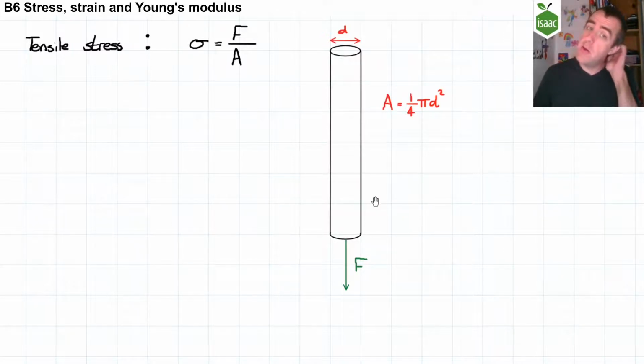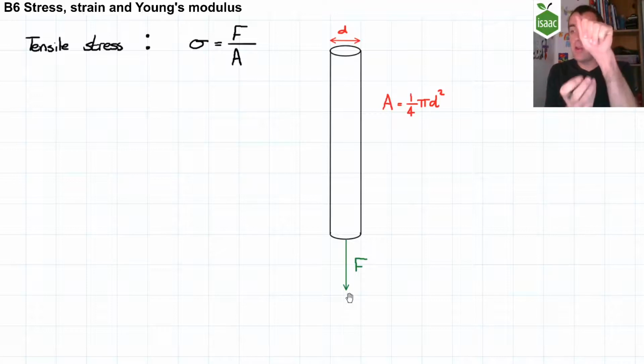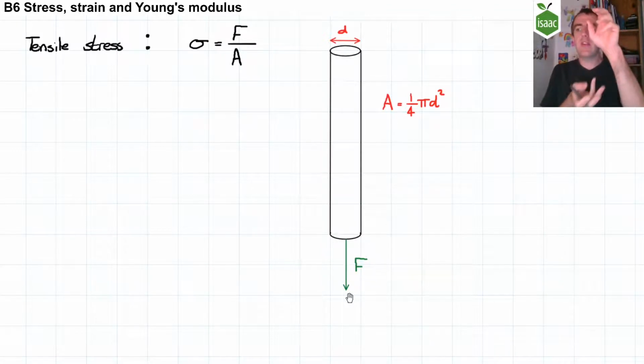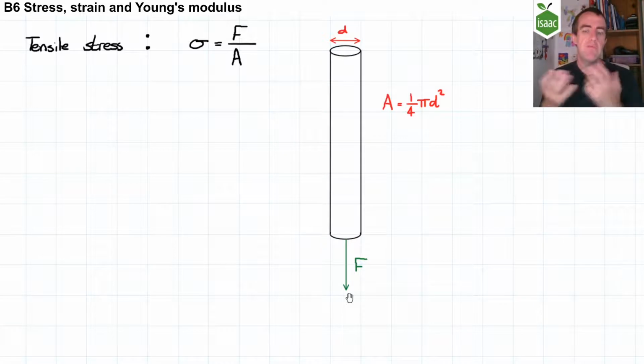Now if the cylinder had no mass, we supported it rigidly on the top and didn't suspend anything underneath it to stretch it, we just left it with nothing on it, there'd be no tension in it and the force would be zero. If we then started to add weights onto the bottom of this cylinder to stretch it, then every 1 Newton we add is a Newton of tension within this cylinder, and that's what F equals.